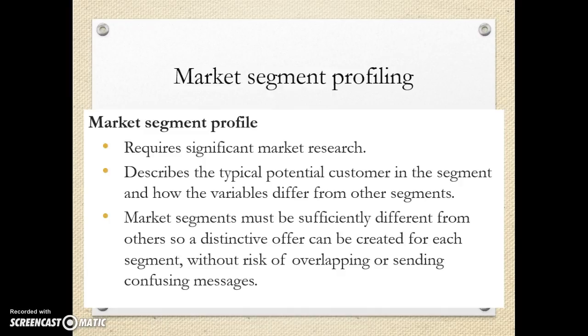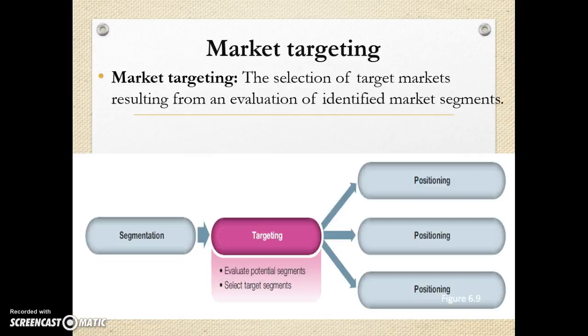your segment. Of course, market segments must be sufficiently different from others so a distinctive offer can be created for each segment without the risk of overlapping or sending confusing messages. So market targeting, so now we're into the purple bit, we've just finished the green bit. Market targeting is a selection of target markets resulting from an evaluation of those identified market segments. So we've segmented the market. Now we're looking at, okay, which ones are the most profitable.